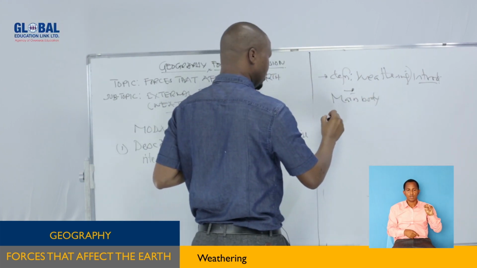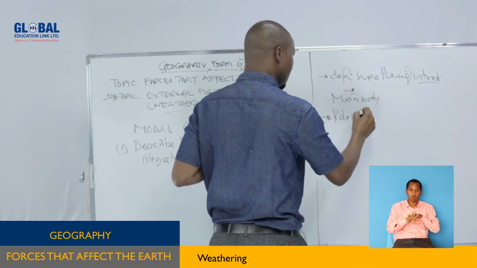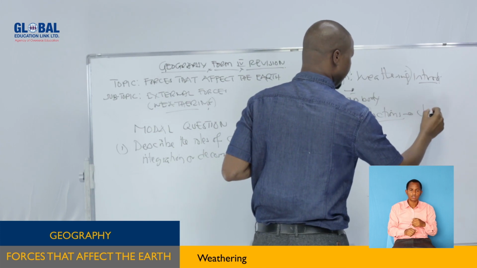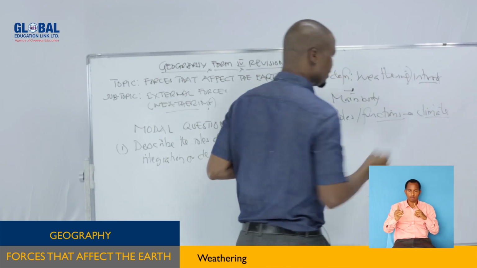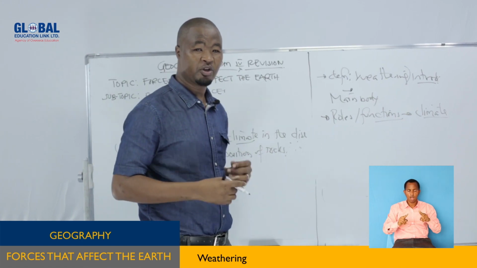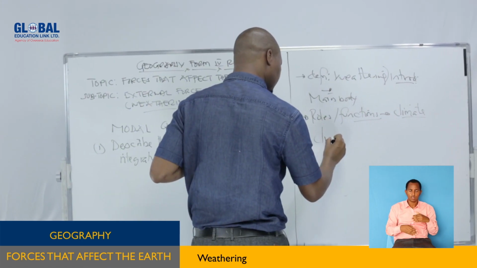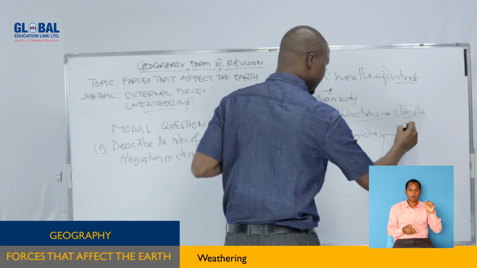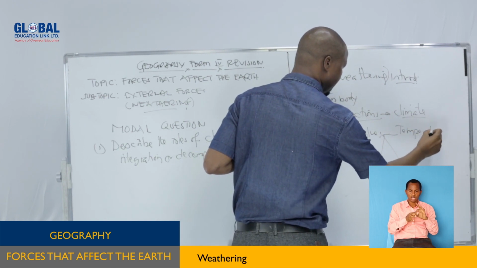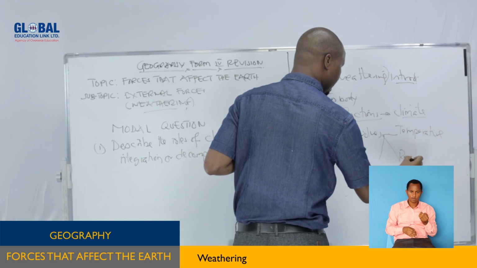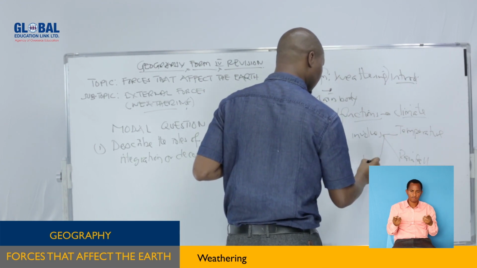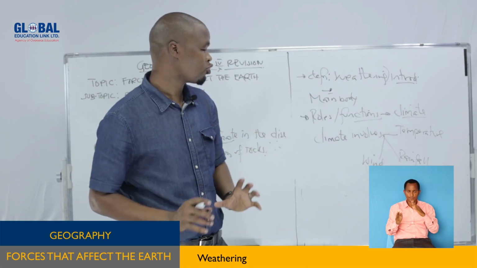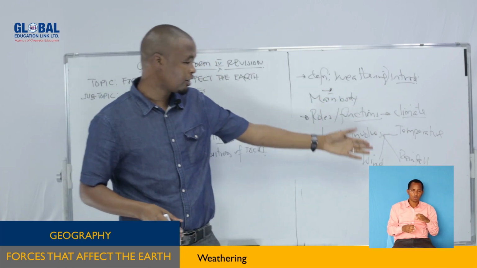In the main body, you have to explain the roles, sometimes we refer to them as the functions, of climate. So let's stick right here. When you are talking about climate, you are talking about the temperature of a given area. Are we together? It involves the rainfall. It involves the wind. All of these are elements of weather. So when you're talking about the elements of weather, you're talking about temperature, rainfall, as well as wind.